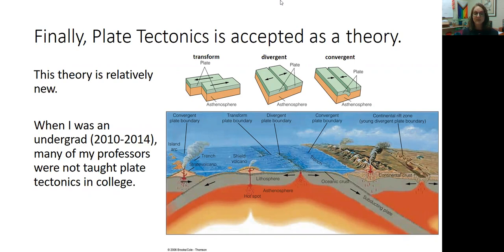However, as I said, this is a relatively new discovery. When I was an undergrad, which was recently, 2010 to 2014, many of my professors were not taught plate tectonics in college. It's a theory we often think of as, oh yeah, we know that. It's like evolution, it's like gravity. But comparatively, this is a really new theory. I'm guessing your grandparents were not taught this in school.